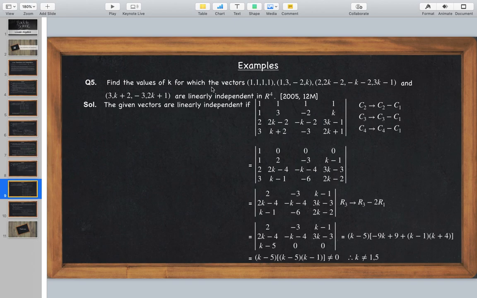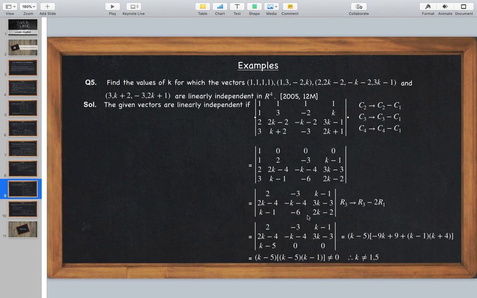Now we have to find the values of k for which the given vectors are linearly independent. Okay, so the given vectors are linearly independent if the determinant of the row matrix is non-zero: 1 1 1, 1 3 minus 2k, and the third vector as the third row and fourth vector as the fourth row. We apply column operations to c2, c3 and c4 to obtain 0 here. Then we reduce the determinant to this matrix.